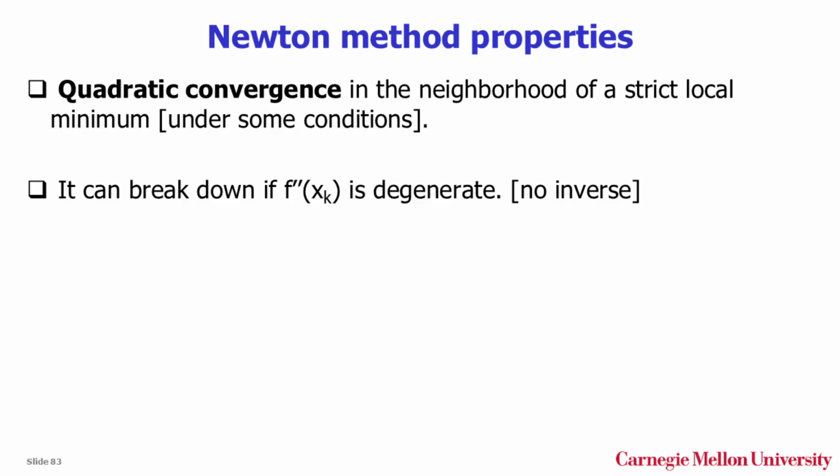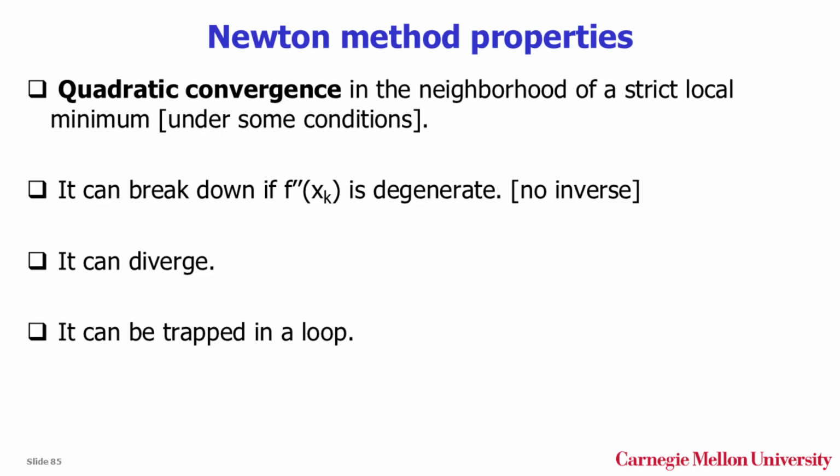On the negative side, Newton's method can break down if the Hessian is degenerate. Since we need to compute the inverse of the Hessian, the method may fail if the inverse doesn't exist. Newton's method can also diverge instead of converging to a local minimum. It can get trapped in a loop, or it may even converge to a cycle.